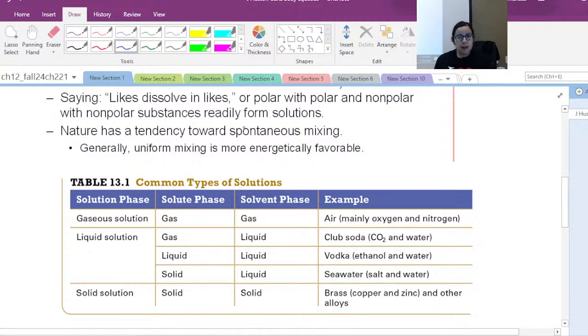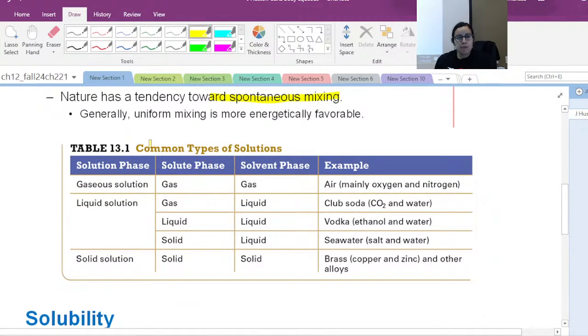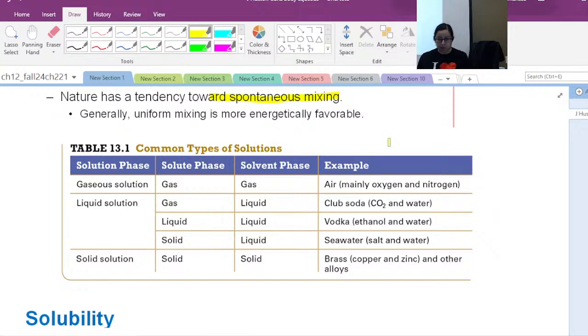And of course, this goes towards entropy, which is always happening. Nature has a tendency towards spontaneous mixing. We'll revisit entropy later, of course, but it tells us that mixing is energetically favorable. So if you put a little drop of food coloring in a glass of water, it would disperse.